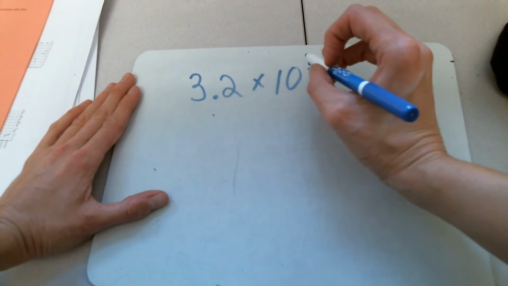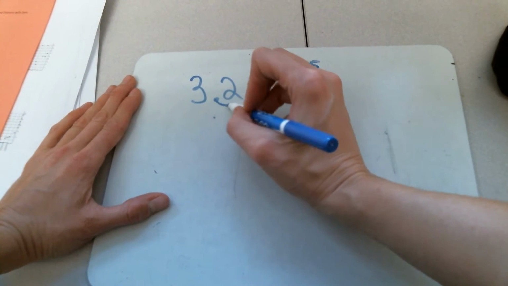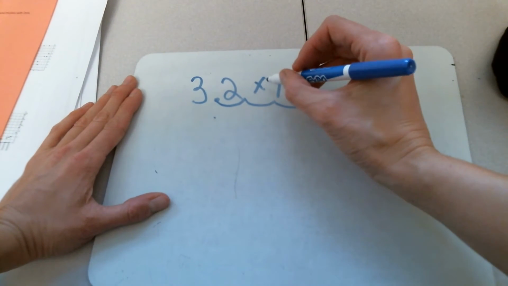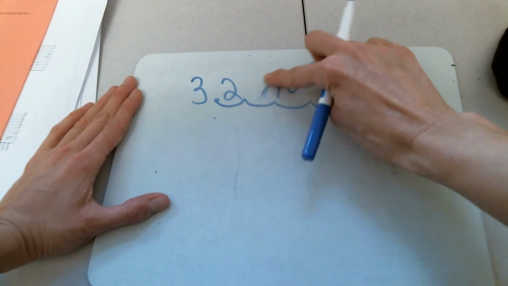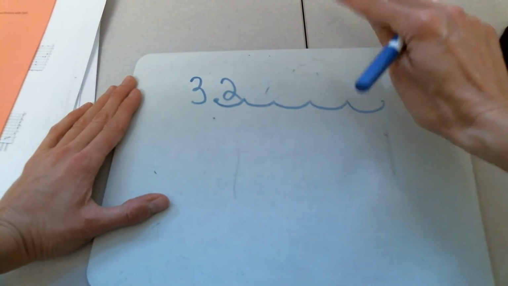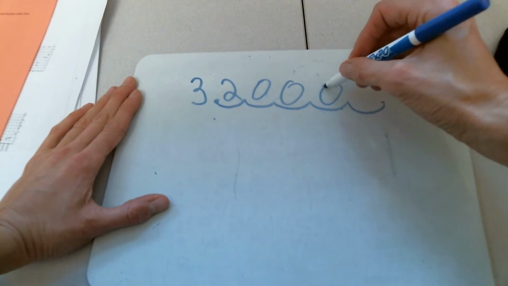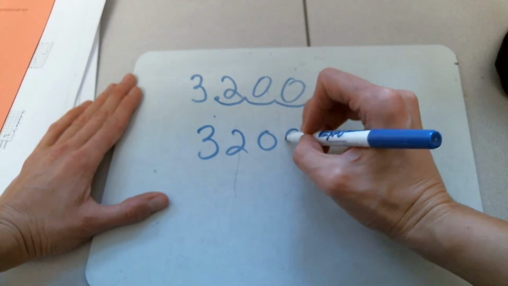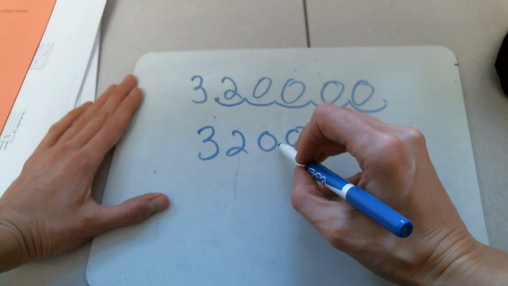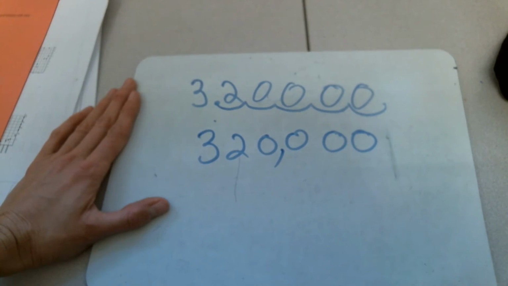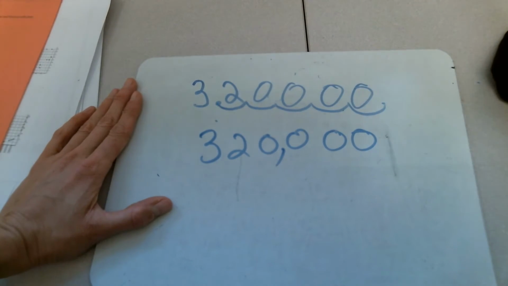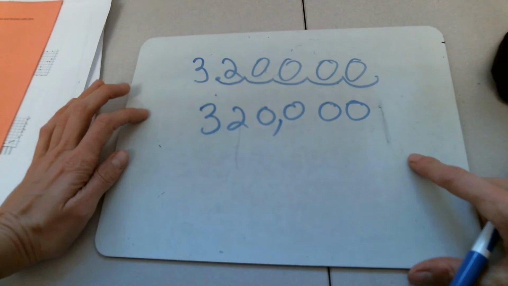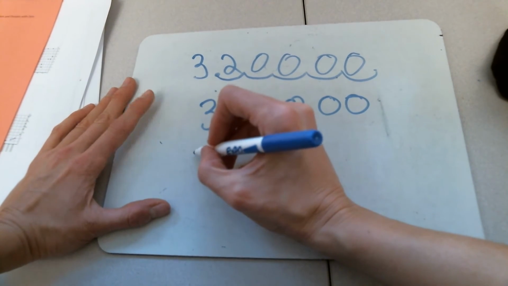Okay, so how many places am I going to move it? 5. So move it 1, 2, 3, 4, 5. From here, I have to fill in these zeros. So I'm going to fill in a 0 here for each of these. Okay, so then I end up with this number here. If I put a comma in it there, I now have my standard notation from my scientific notation. The same thing can happen with decimals.